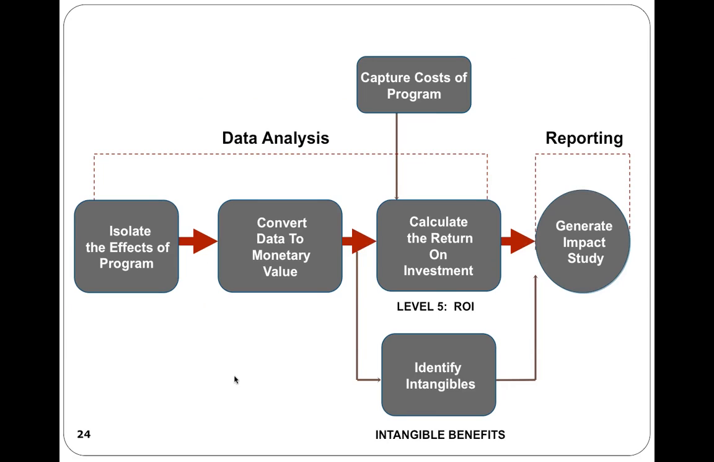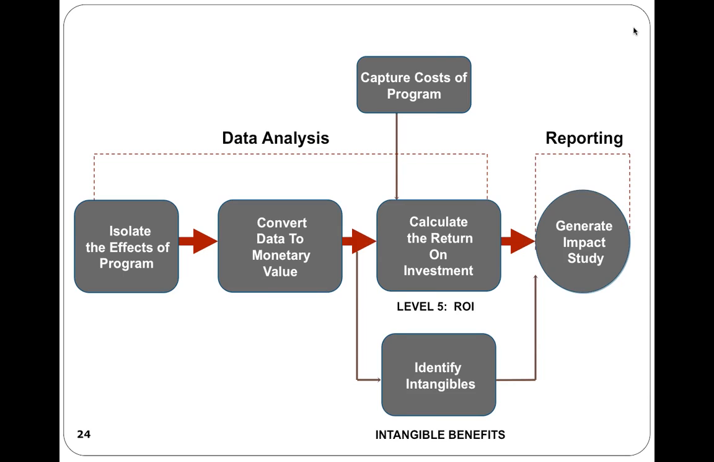Then converting data to money, that's easy if it's sales, if it's product sales, because it's the profit of the sale. But sometimes we're working on things like customer complaints that we're going to reduce, and that gets into a little more detail on the calculation. The good news is that that's often already there. It's just a matter of finding it. But those two blocks, isolating the effects of the program and converting data to money, are two challenge blocks here.